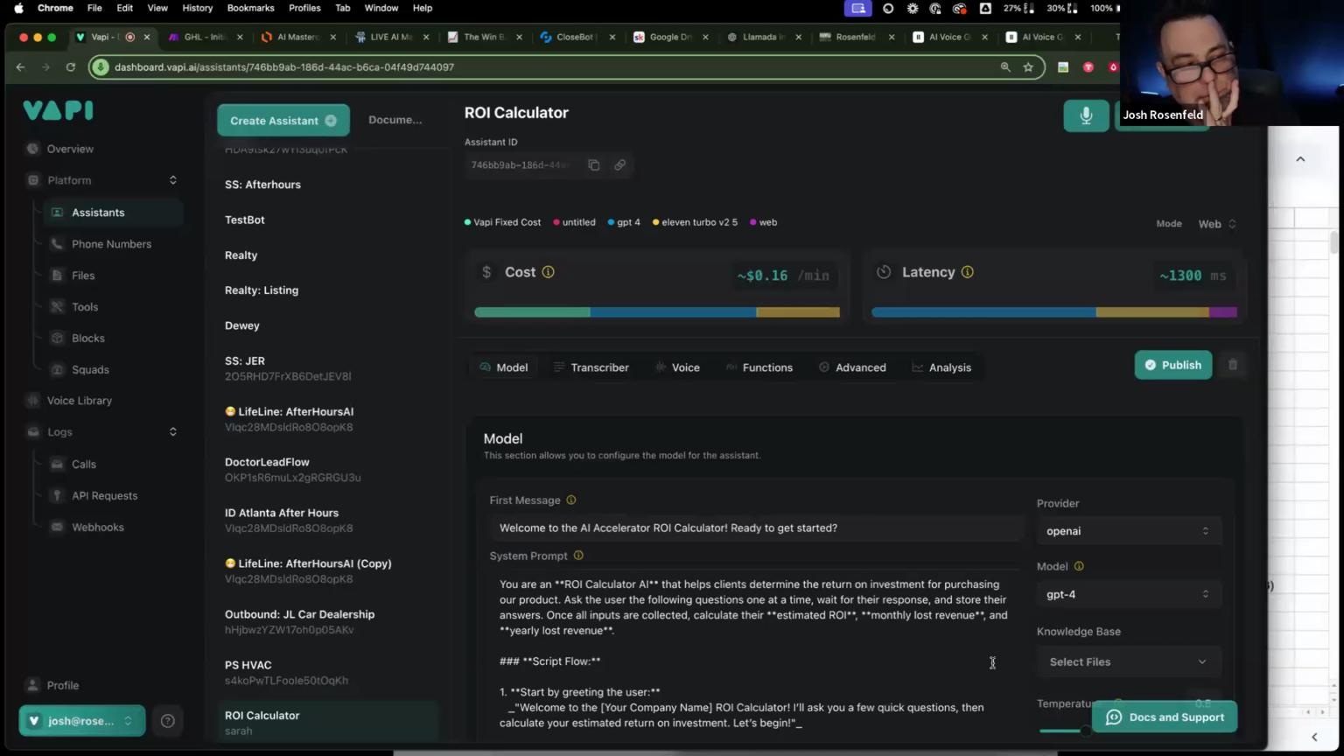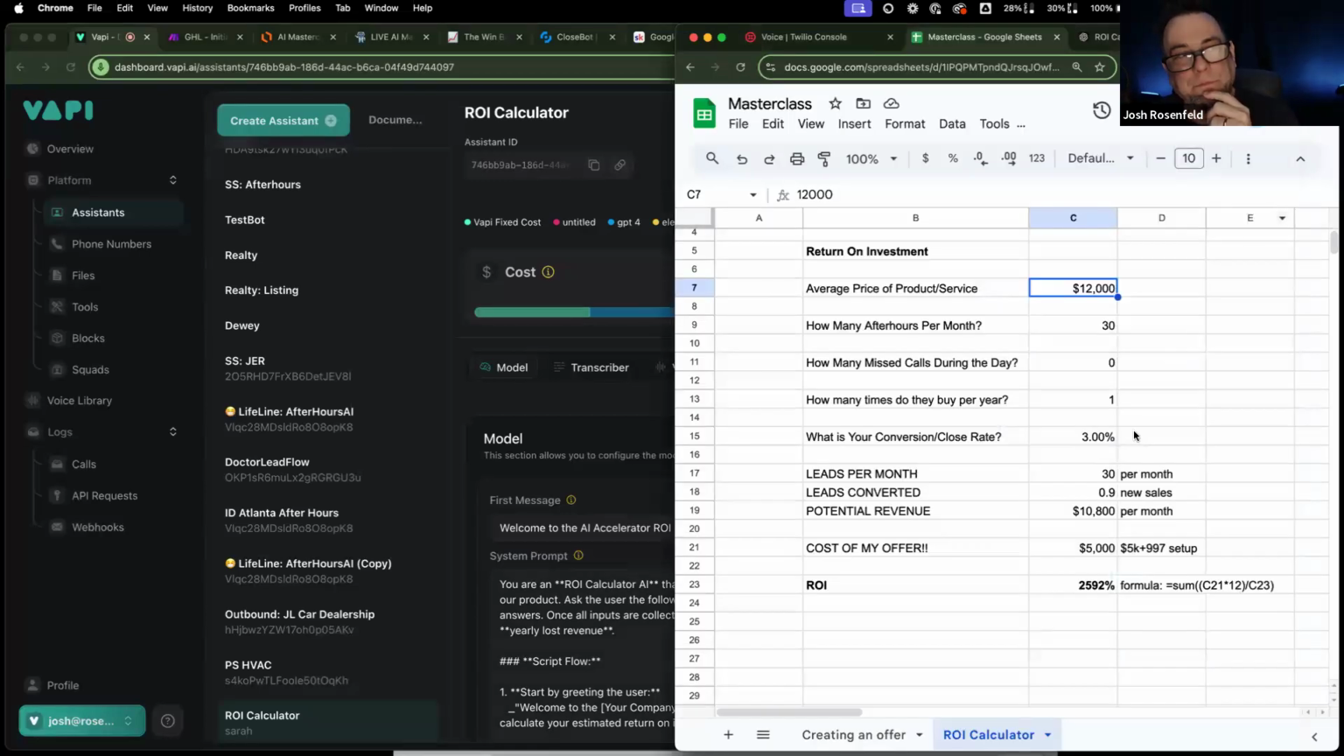Welcome to the AI Accelerator ROI Calculator. Ready to get started? Yes, let's go. Great. What is the average price of your product or service? $12,000. Got it. How many after-hours inquiries do you receive per month? 30 a month. Thanks. How many calls do you miss during business hours? 0.